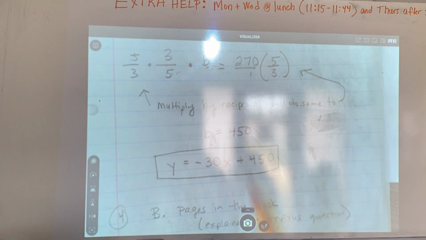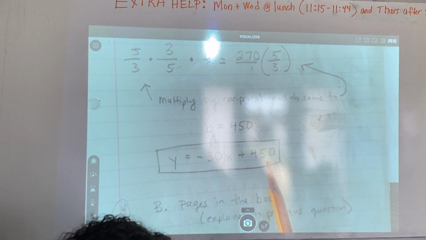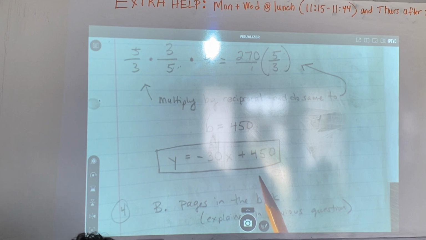All of that just to get this equation in slope-intercept form. We've got a slope of -30 and a y-intercept of 450. Okay. Any other questions on this version before we go to the digital questions? Are you sure we're good on this?